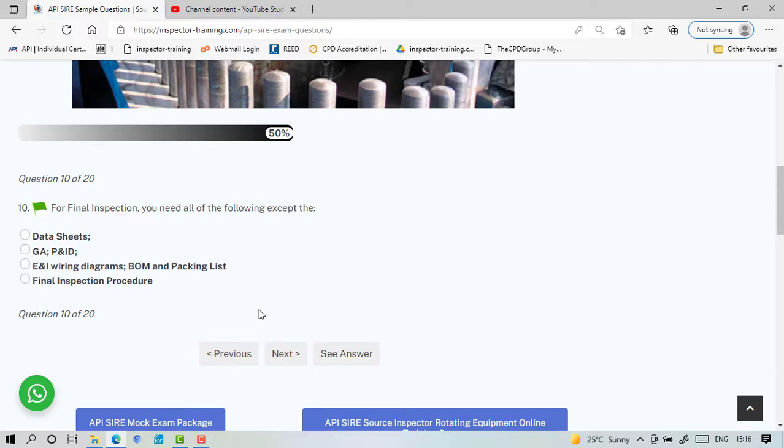For final inspection, you need all of the following except: you need the data sheet, the general arrangement drawing, the process and instrumentation diagram, the electrical and instrumentation wiring diagram, the bill of materials and the packing list. But normally we don't have a final inspection procedure, because that is mentioned in the inspection notification, whatever instruction the inspector should follow.